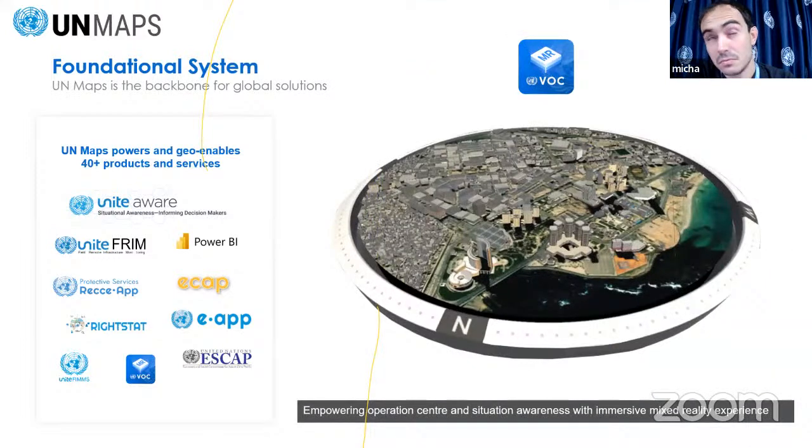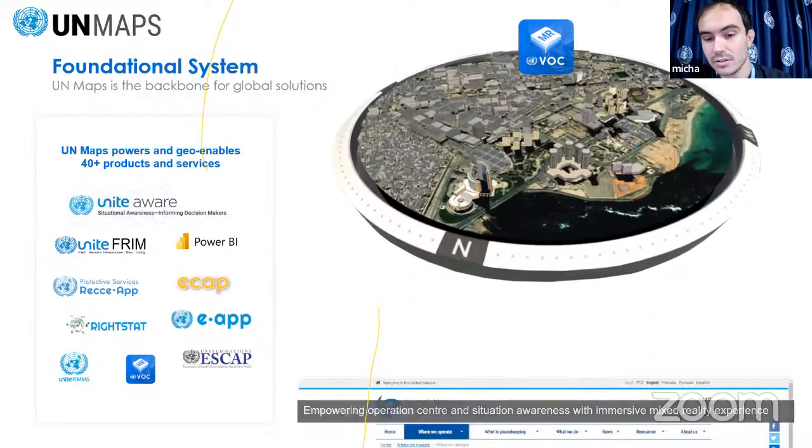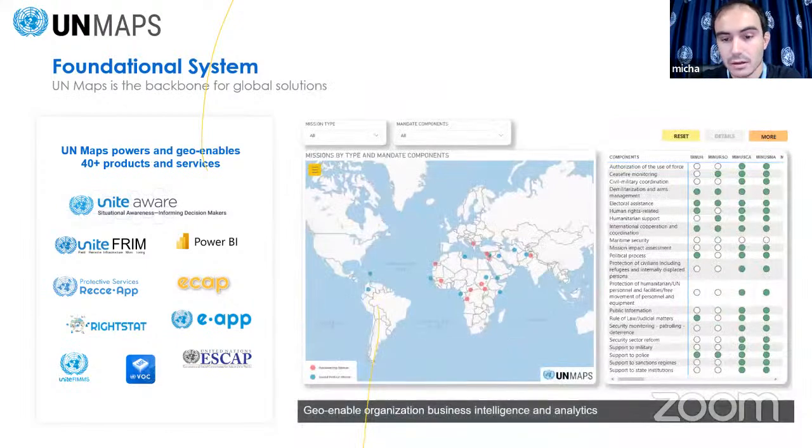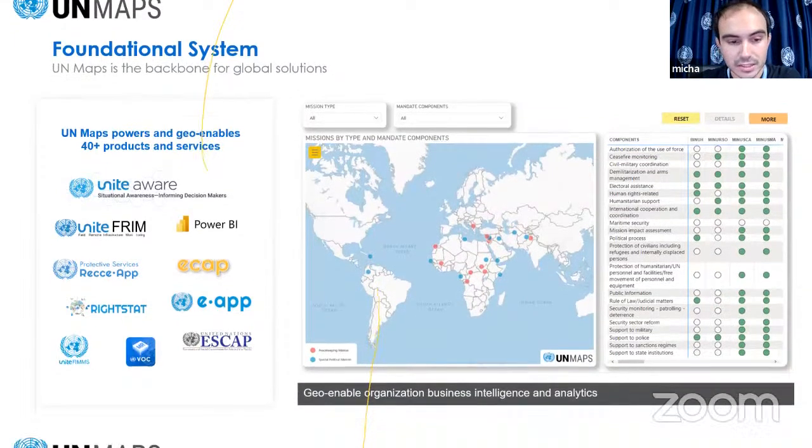We have, I show this sometimes in other presentations, the virtual reality project, and we are using OpenStreetMap data also here to produce the 3D models. And also we are currently enabling many UN websites like the peacekeeping and the Power BI dashboards.